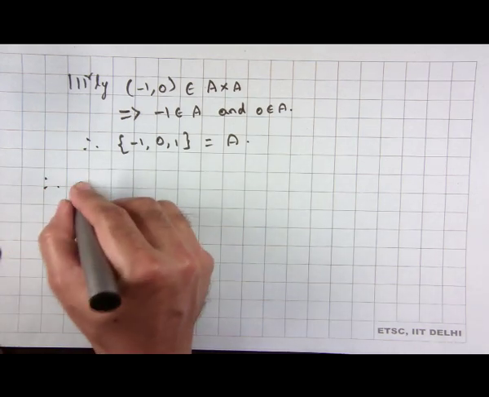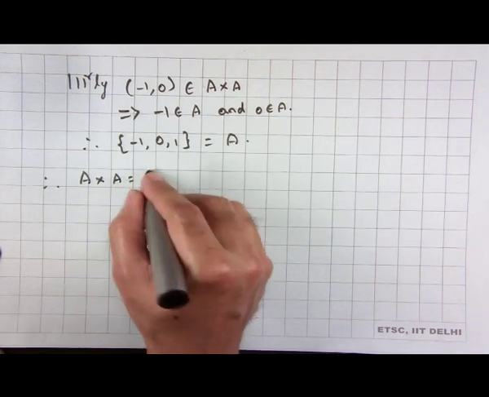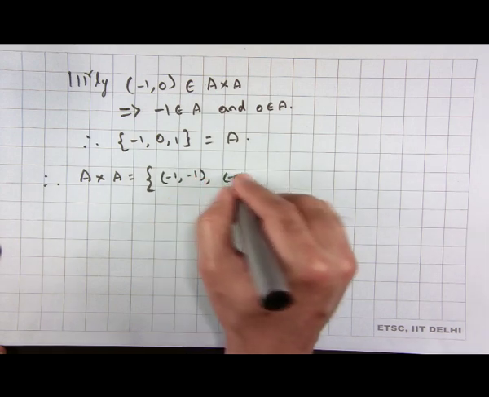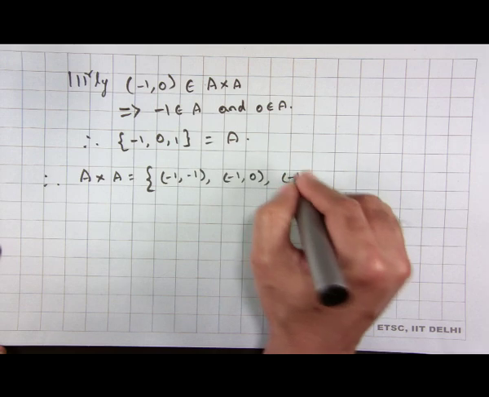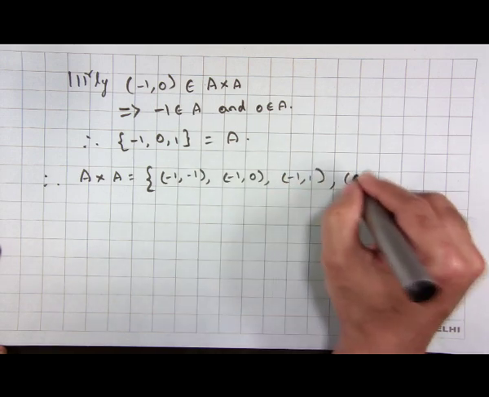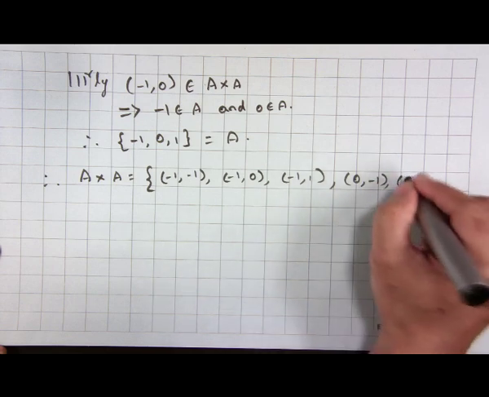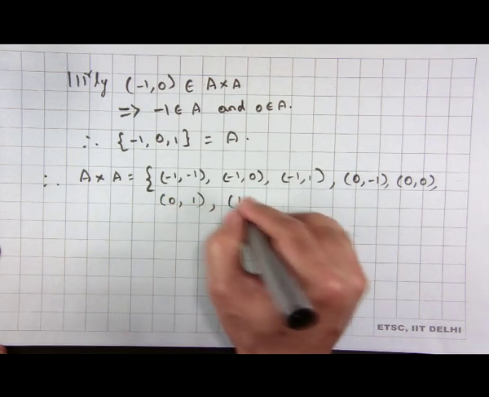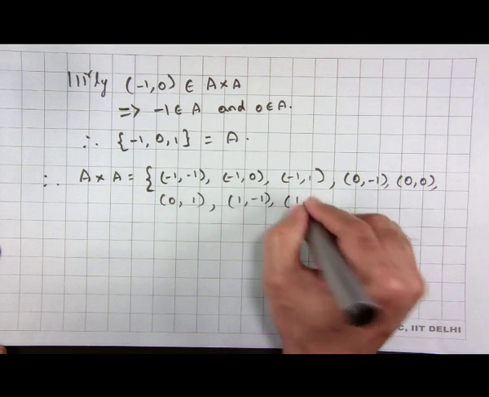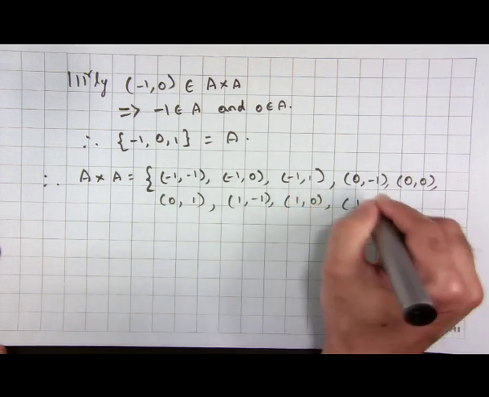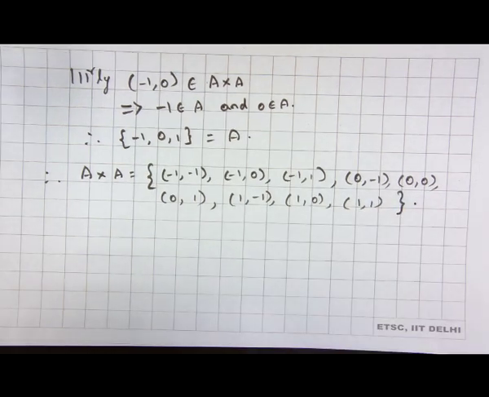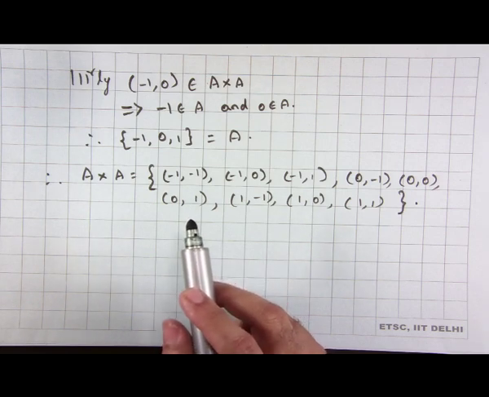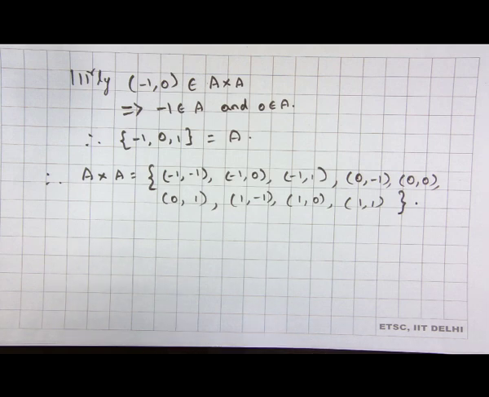Therefore, A cross A is going to look like (minus 1, minus 1), (minus 1, 0), (minus 1, 1), (0, minus 1), (0, 0), (0, 1), (1, minus 1), (1, 0) and finally (1, 1). How many elements does this A cross A contain? This A cross A contains exactly 9 elements.